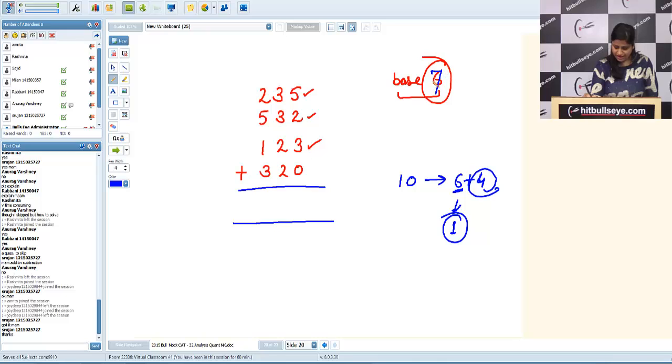Say we want to add in base 7. Again, you will take the total. We are getting a total of 10 here. Out of this 10, 1 is carried forward. 3 is the remainder, because 10 can be written as 7 plus 3.